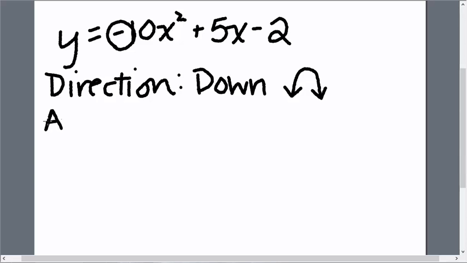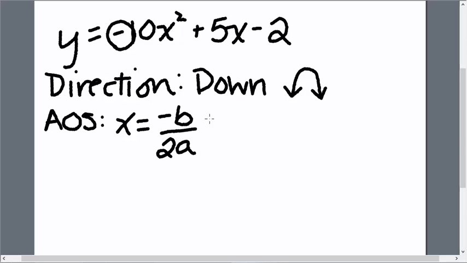The second thing we have to know is we have to figure out the axis of symmetry. Now the axis of symmetry is a dotted line straight up and down that just helps us graph it. And it always comes from knowing the formula x equals negative b over 2a. That's something you guys have to memorize.